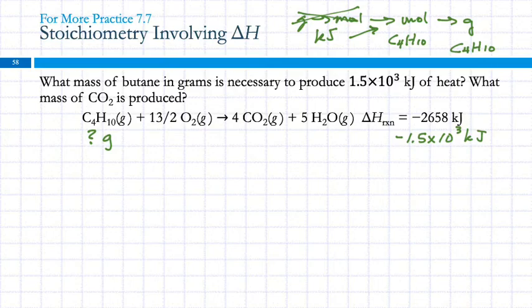So I have 1.5 times 10 to the third kilojoules of heat. The negative signs are confusing in this one because this is given as a positive number, right? It's producing this much heat. So if I think about it hard enough, I realize, yeah, it's actually a negative. So let's go with that, negative.